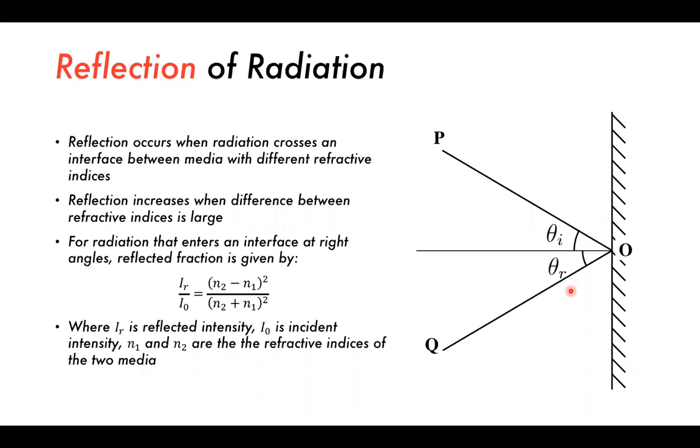So the intensity of the reflected light over the initial incident intensity is equal to (n2 minus n1) squared over (n2 plus n1) squared. That is, the difference squared between the two refractive indices over the sum of the refractive indices squared, where IR is the reflected intensity, I0 is the incident intensity, and n1 and n2 are the refractive indices of the two media. You see a schematic here where the light is reflected because of the difference between the refractive indices of the medium here, which is probably air, and the medium here, which is a mirror of some sort.